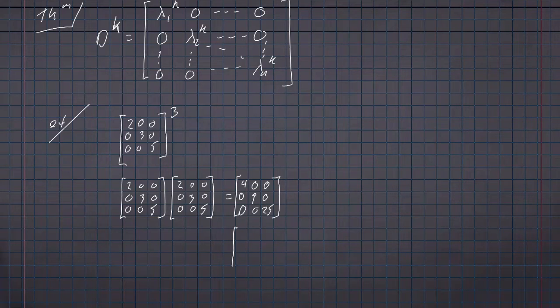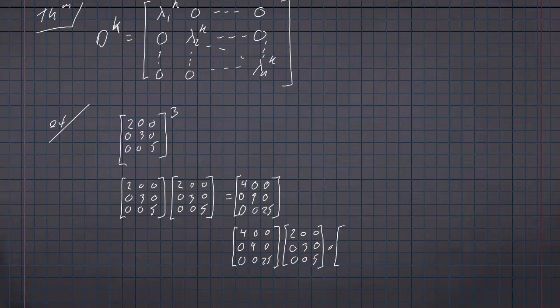And then, because we said we wanted a third power, we take the matrix we got as the result here and simply multiply again by our starting matrix. To get that resulting matrix, that's exactly what the theorem predicted. 8, 0, 0, 0, 27, 0, 0, 0, 125.